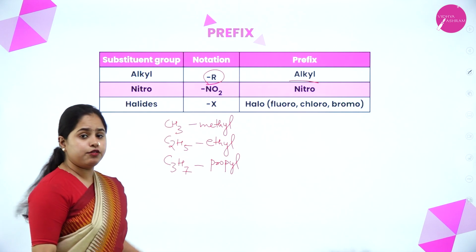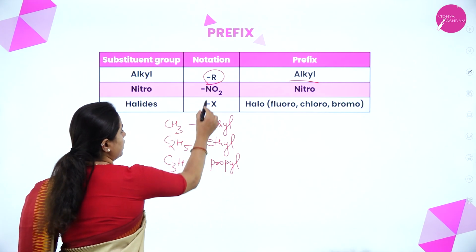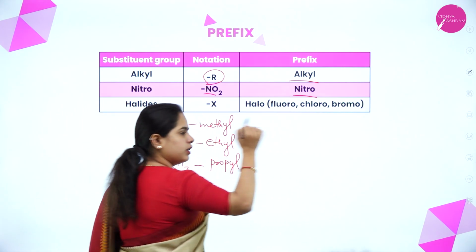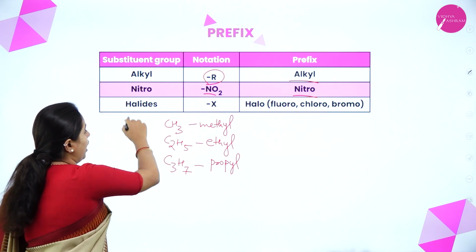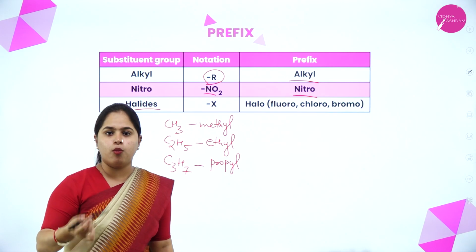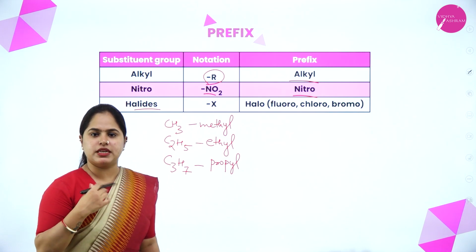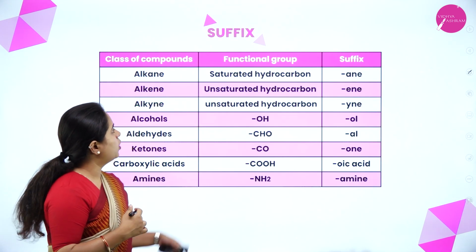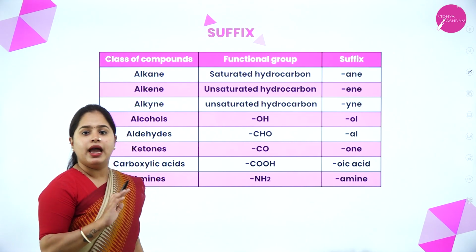Now if an NO2 group is present, that is the nitro group, nitro will be the prefix. And if halogens are present, the names fluoro, chloro, bromo, iodo should be present as the prefix.